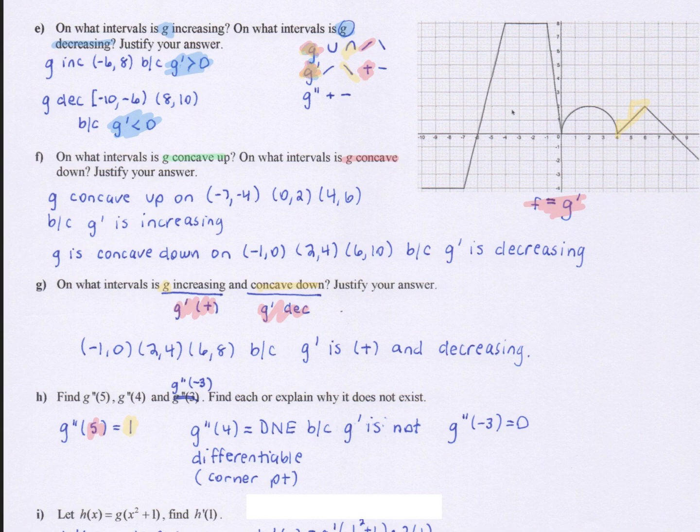G double prime of 4, I take a look here, and at 4 I have this corner point, and I know a graph is not differentiable at a corner point, therefore g double prime of 4 does not exist. And my last one is g double prime of negative 3. Here at negative 3, my graph is flatlined, therefore it has a slope of 0, so g double prime of negative 3 is just equal to 0.